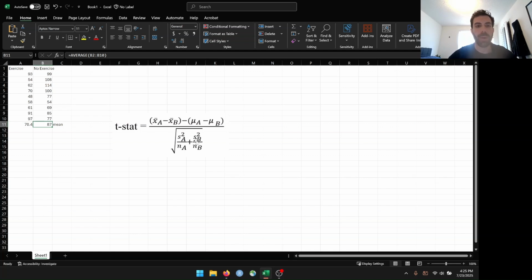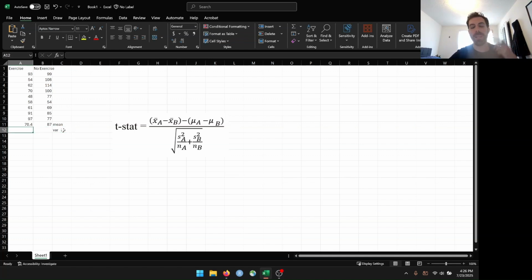We also have to account for the variation. So let's go ahead and calculate that. We already know NA and NB are just 10 because the two groups are the same size. So let's go ahead and calculate the standard deviation, or actually this is the variance because it's the standard deviation squared. So let's calculate that instead.